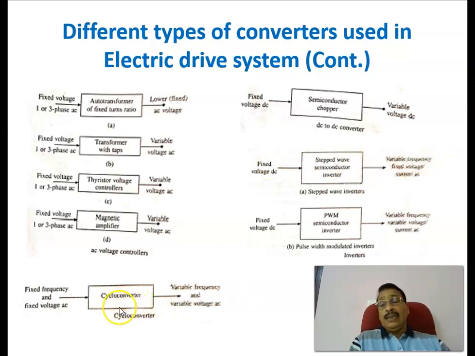Now, one more pending is the cycloconverter. Cycloconverters convert AC to AC, from one frequency into another frequency. Therefore, these are all the different types of power modulators available for controlling the power flow between the source and motor.